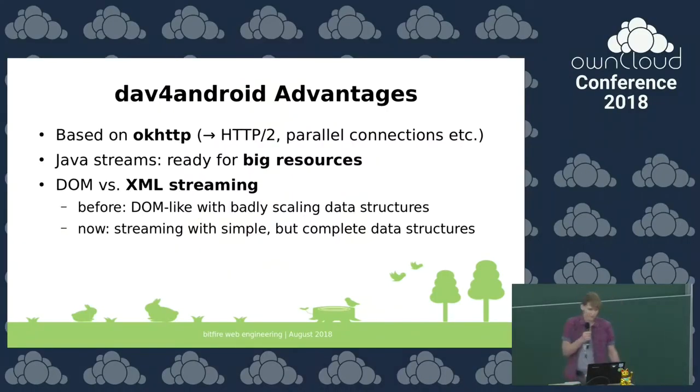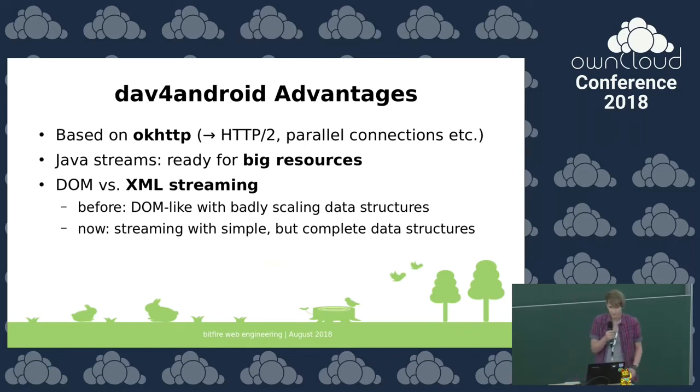We have designed dav4android to be based on OkHttp, which allows some nice features like HTTP/2 and parallel connections, which is especially interesting for things like contact and calendar synchronization, because HTTP/2 allows a single TCP connection to be used for the whole synchronization. And so performance is much better.